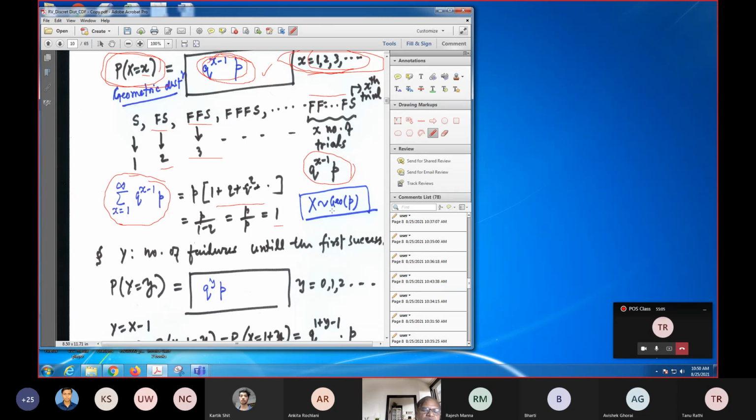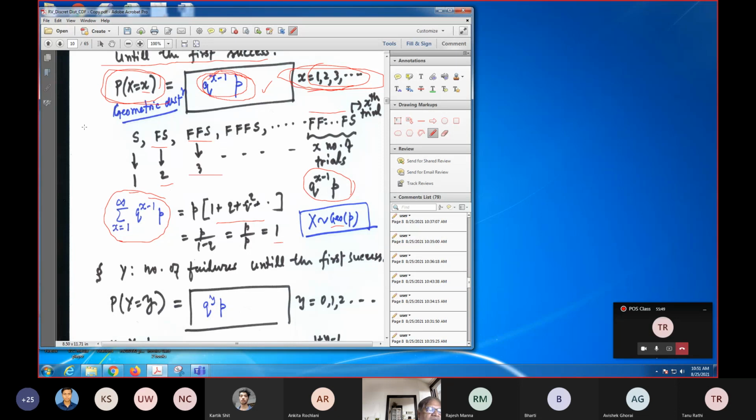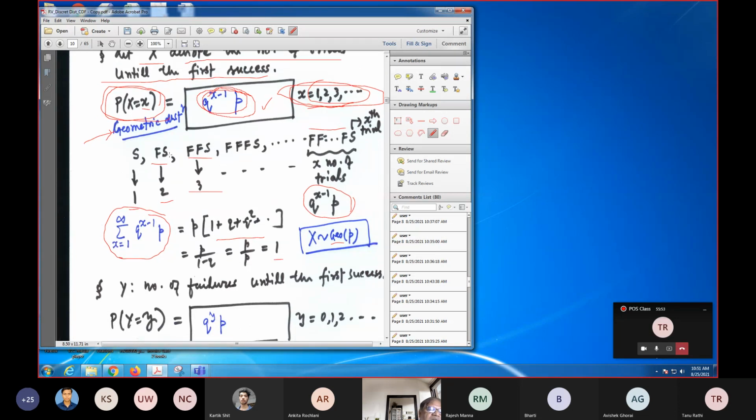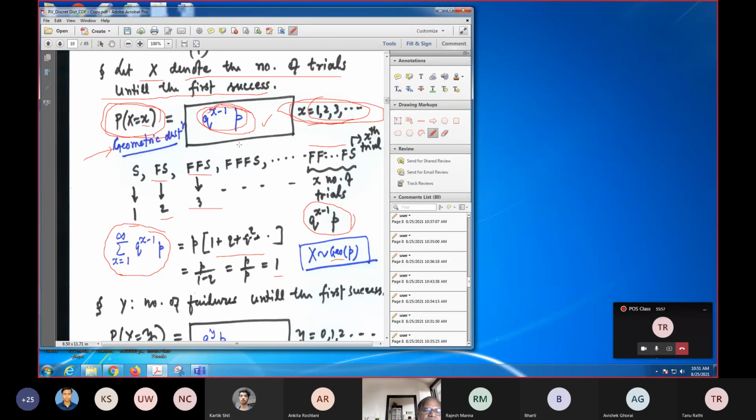This distribution is known as the geometric distribution. As I told you, X follows the geometric distribution. So in short, we write X follows Geo, where Geo means geometric with parameter P. Here we are not fixing the number of trials. We are saying that we need to perform as many trials as needed until we get the success. So there is only one parameter, the probability of success P. So the geometric distribution is the distribution of the number of trials until the first success. Simple.